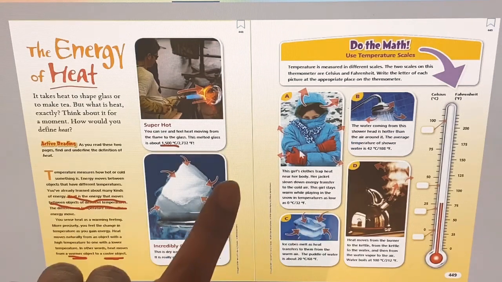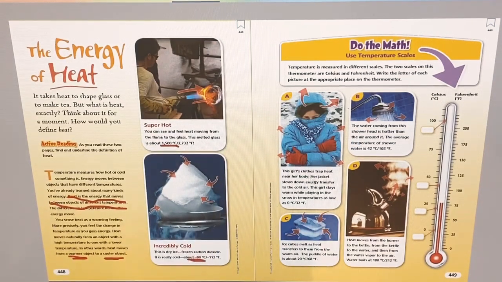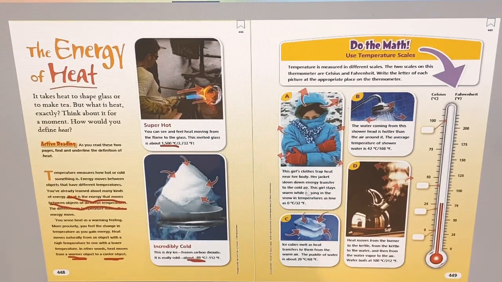Over here, the girl, letter A: the girl's clothes trap heat near her body. Her jacket slows down energy transfer to the cold air. This girl stays warm while playing in the snow in temperatures as low as 0 Celsius. So where's 0 Celsius on this scale? Can you tell me where, please?